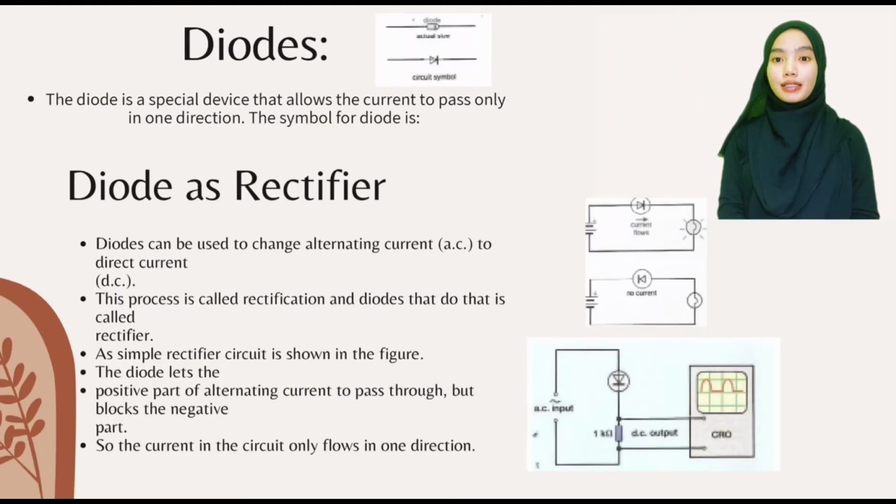Diodes. The diode is a special device that allows the current to pass only in one direction. Diode as rectifier. Diodes can be used to change alternating current to direct current. This process is called rectification, and diodes that do that are called rectifiers. A simple rectifier circuit is shown in the figure. The diode lets the positive part of the alternating current pass through but blocks the negative part. So, the current in the circuit only flows in one direction.